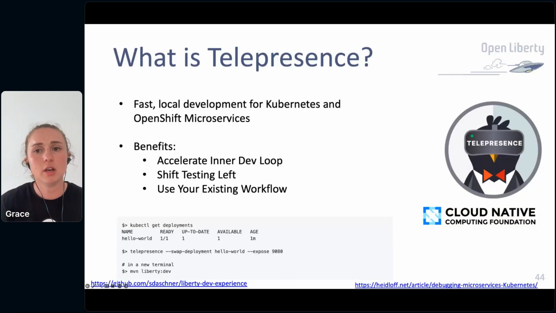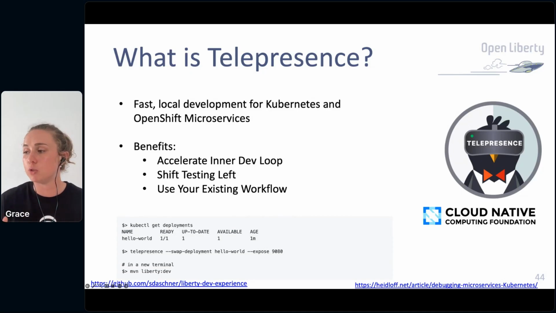So what is Telepresence? Telepresence is really about enabling fast local development for things like Kubernetes and OpenShift microservices. It helps to accelerate that whole inner dev loop, helps to shift testing left, and allows us to use our existing workflow in a more cloud native manner. It allows you to swap out a pod that is running in Kubernetes with a service that is running locally. So all requests that would normally go to that pod in Kubernetes are essentially redirected to the local URL and port. At the moment, this is a CNCF sandbox project, and you can check it out with some of the links that I've exposed here.